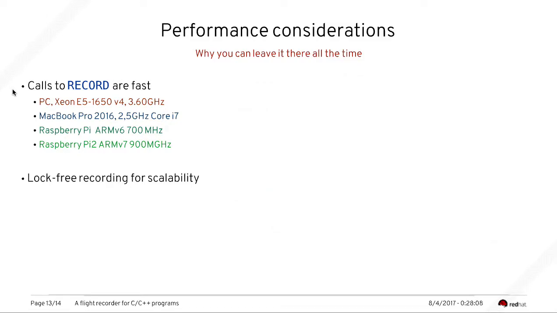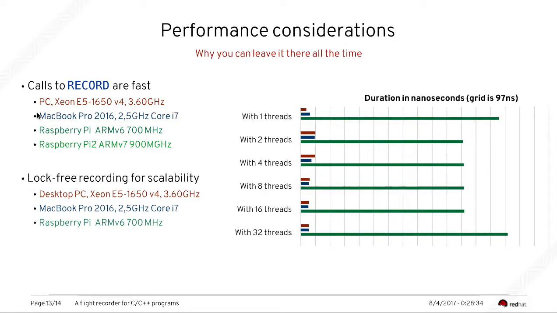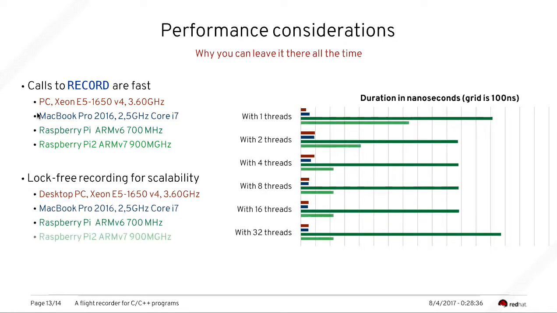Now, for scalability, the flash recorder uses lock-free recording. So this means there is no lock taken when you store something. It just uses atomic increase and decrease. That means you have pretty good scalability. These are the numbers for 1 through 32 threads on a desktop Xeon. That's the same thing on a MacBook Pro. And these are the numbers on Raspberry Pi.